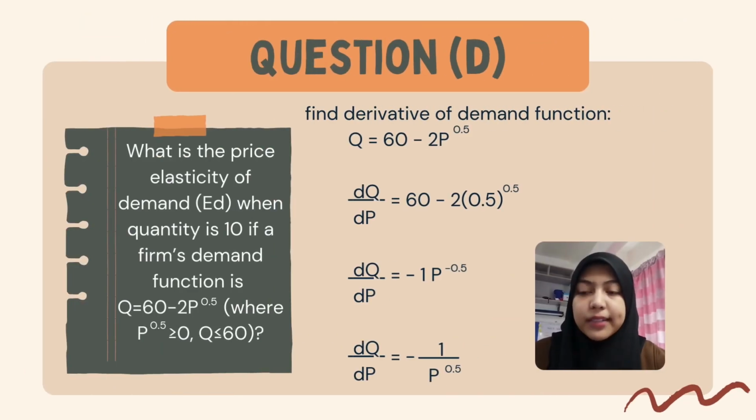Question D. What is the price elasticity of demand when quantity is 10 if a firm's demand function is Q equals 60 minus 2p to the power of 0.5, where p to the power of 0.5 is more than or equal to 0 and Q is less than or equal to 60? First, we need to find the first derivative of the demand function. The demand function is Q equals 60 minus 2p to the power of 0.5. We use standard differentiation to get the first derivative, and we will get negative 1 per p to the power of 0.5, or we can also call it square root p.